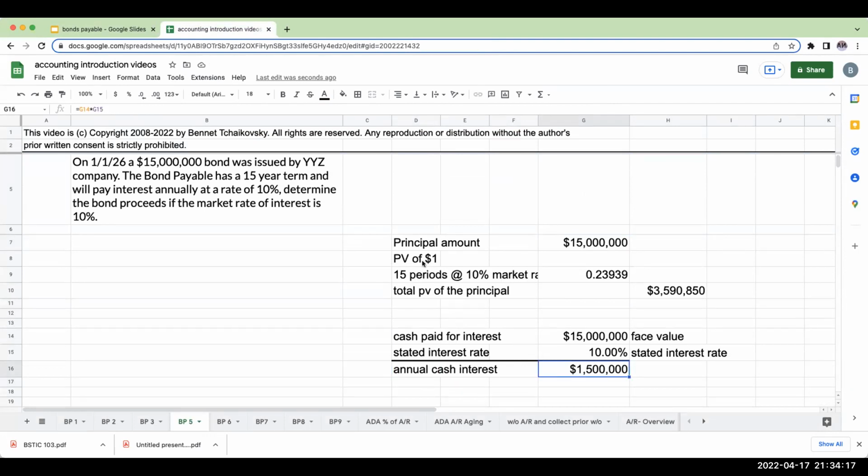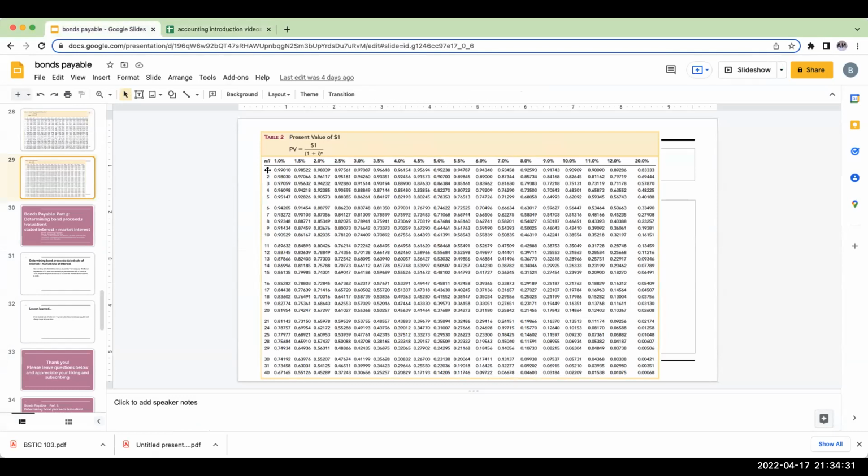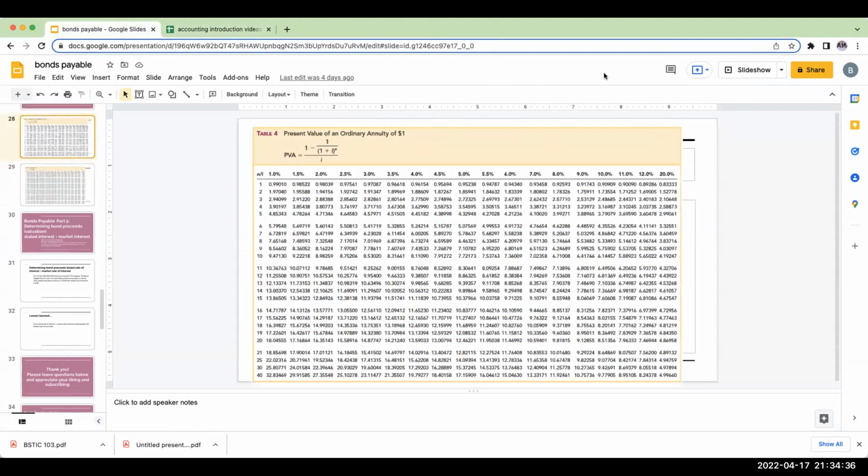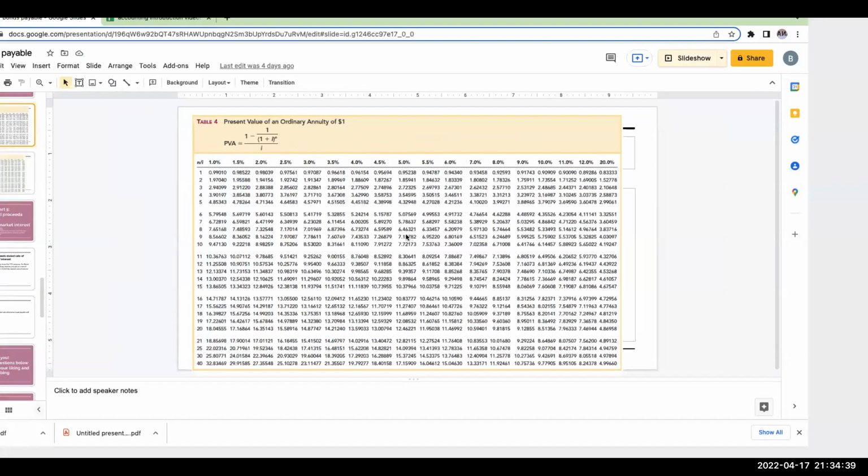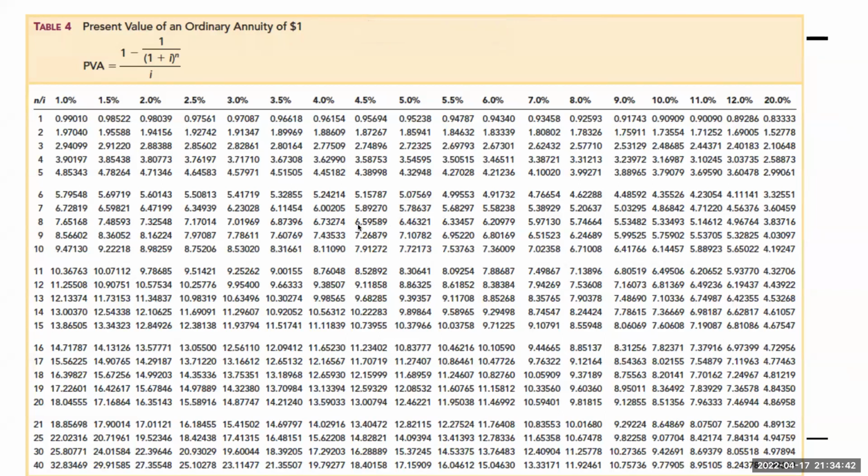Now, we could use the present value of $1 table for the interest too, but it would take a long time because I'd have to compute 15 separate values, since this is being paid each year. I would have to go 1.5 million, one period from now at 10%, two periods at 10%, but we have something that's easier to use. And this is the present value of an ordinary annuity table. So I'm going to come over here. Number of periods is 15. I'm going to come over here to the 10%, and this is going to be 7.60608.